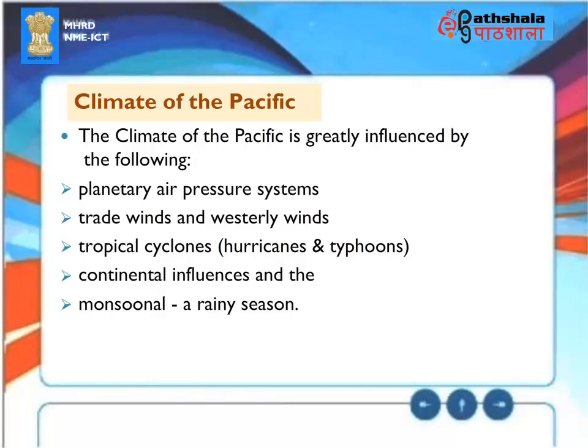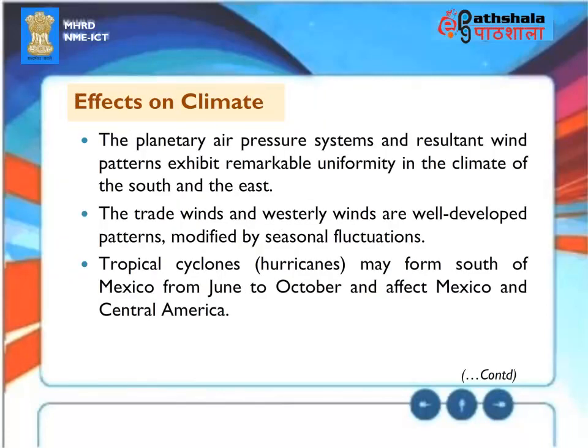Climate of the Pacific. The climate of the Pacific is greatly influenced by the following: planetary air pressure systems, trade winds and westerly winds, tropical cyclones, hurricanes and typhoons, continental influences, and the monsoonal rainy season. Effects on climate. The planetary air pressure systems and resultant wind patterns exhibit remarkable uniformity in the climate of the south and the east. The trade winds and westerly winds are well-developed patterns modified by seasonal fluctuations.